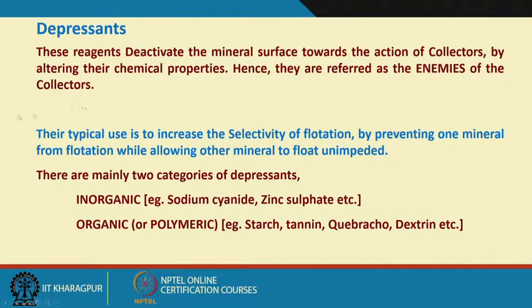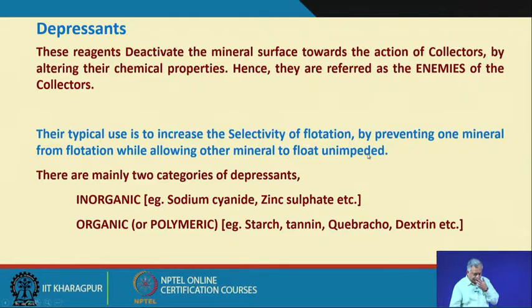So, in that case, before you use a collector, you use a depressant which deactivates the mineral surface which I do not want to float, that is mineral A, so that the affinity towards the collector is gone, and thus you bring the selectivity of the collector towards the mineral B, and therefore, they are called the enemies of the collectors. They are typically used to increase the selectivity of flotation by preventing one mineral from flotation while allowing the other mineral to float unimpeded.